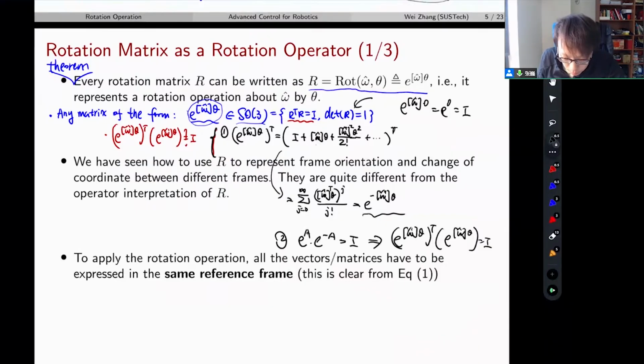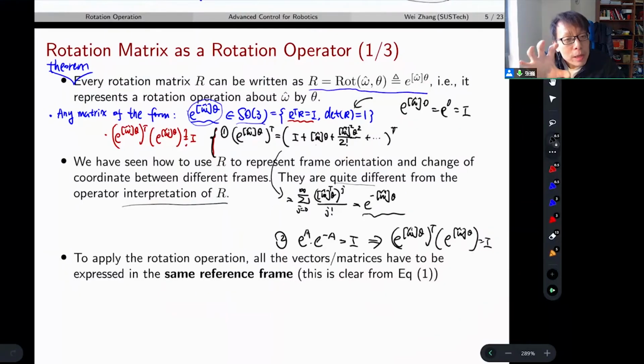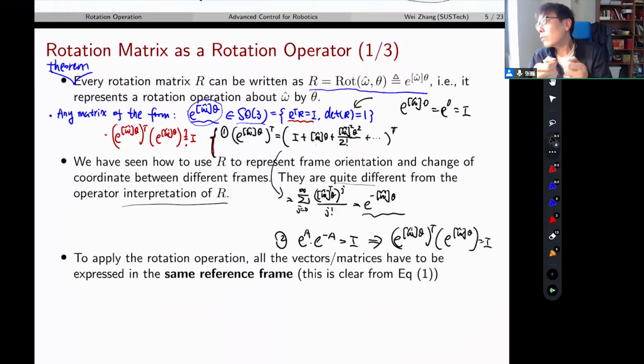Let's clarify a few things. We have seen how to use R to represent frame orientation and change of coordinate. That's from lecture 2, right? Now we say that R, a rotation matrix, this form of rotation matrix, can be thought of as an action or operator. These two views of a rotation matrix are completely different. One is an action, a verb. The other one is a noun, a representation of orientation. You see what I mean? These two are completely different.